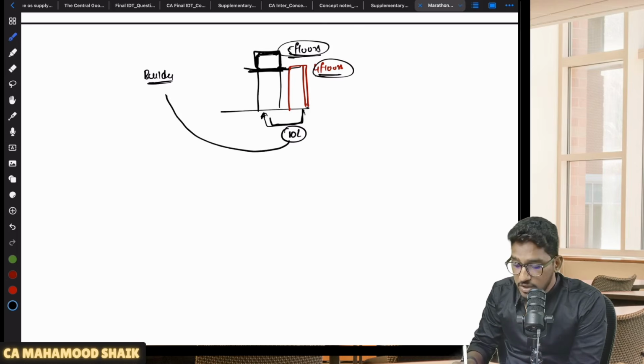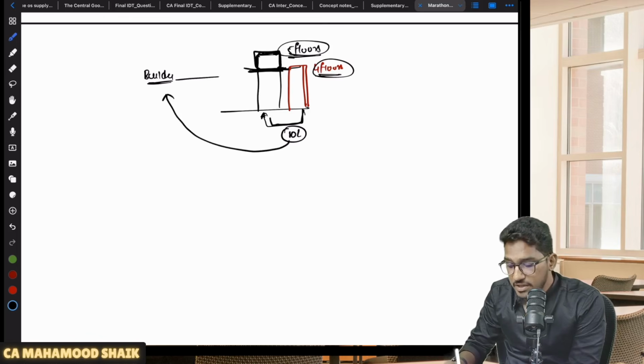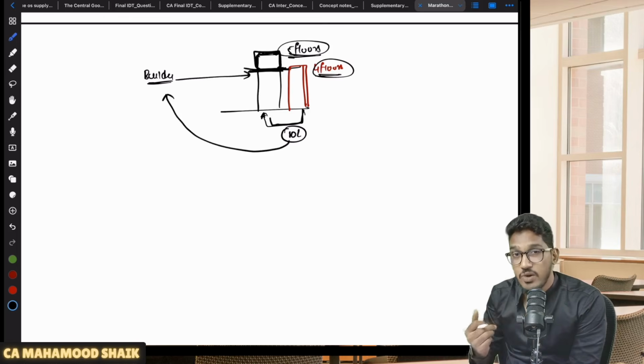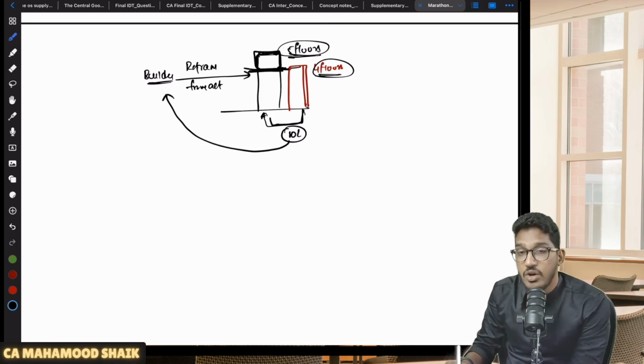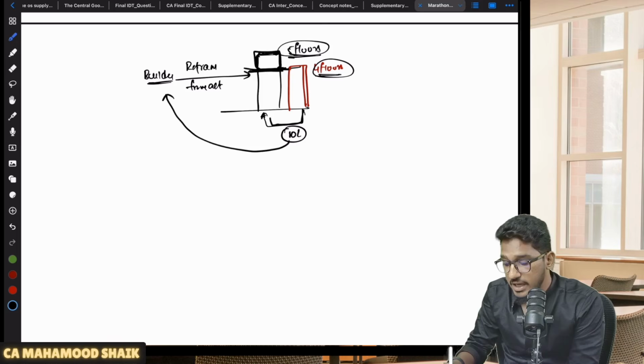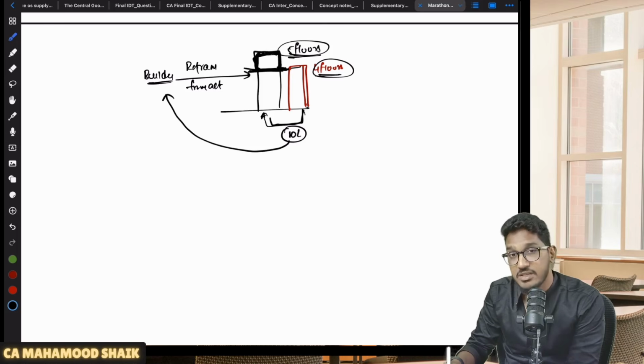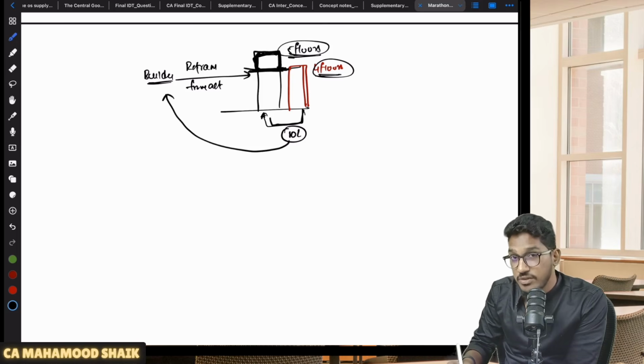So now this builder has got 10 lakh rupees. In return, what service has he provided? In return, what supply has he made? He has agreed to refrain from an act. He agreed not to do some act. What did he agree not to do? He agreed not to construct that extra floor, for which he has received a consideration of 10 lakh rupees.